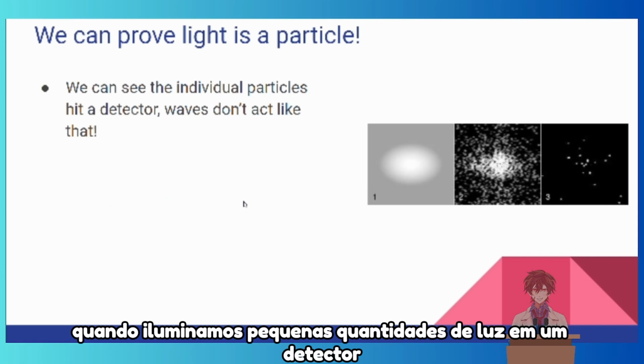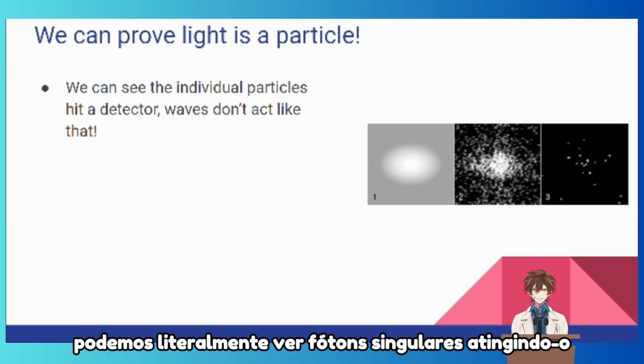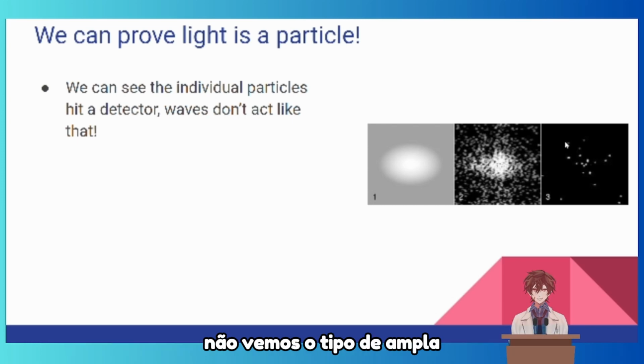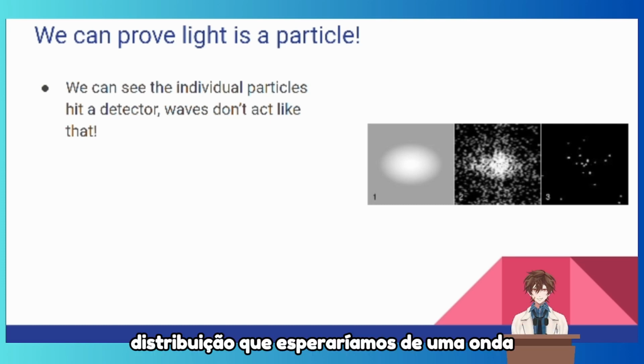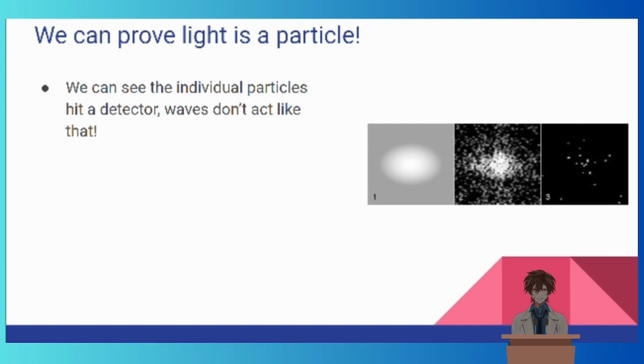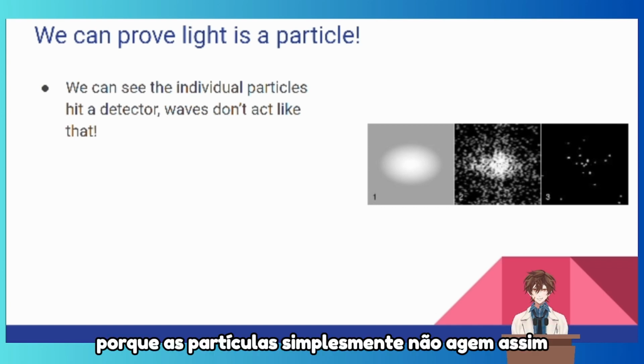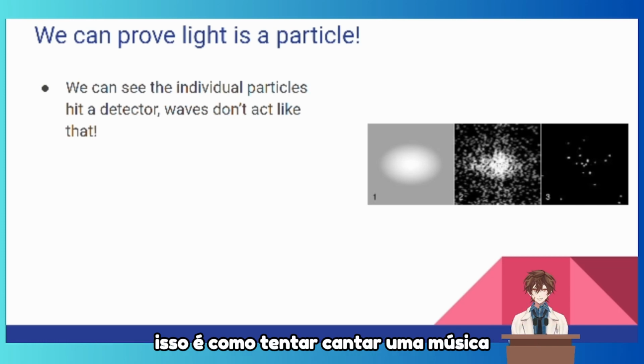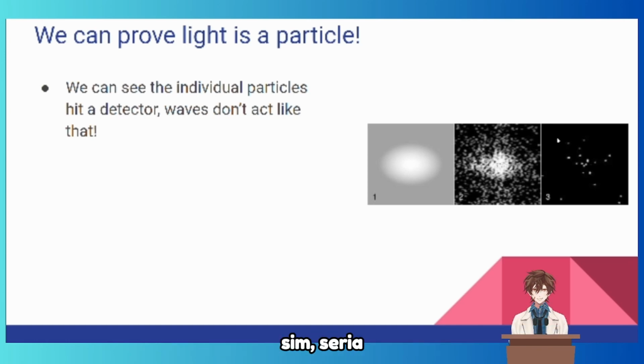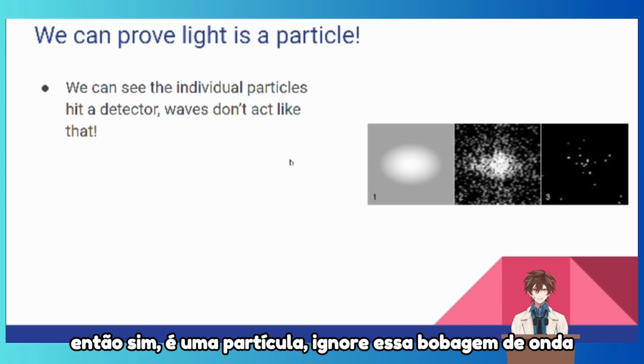When we shine small amounts of light at a detector, we can literally see singular photons hit it. We don't see the kind of broad distribution that we'd expect from a wave. We see it only appear in one point, so it can't be a wave, because particles just don't act like that. Well, they don't. A wave would not present like this. That's like trying to sing a song and only one person in the audience hearing it. It would be a light meal? Yes, yes, it would. So, yeah, it's a particle. Ignore that wave nonsense. It's a particle.